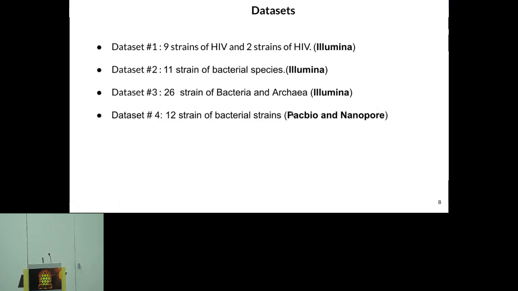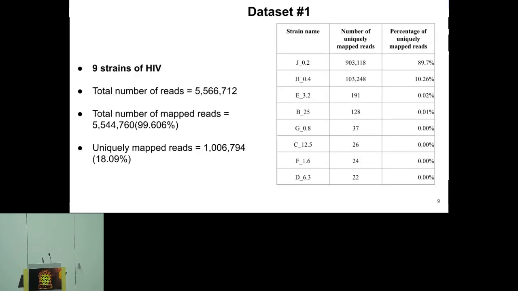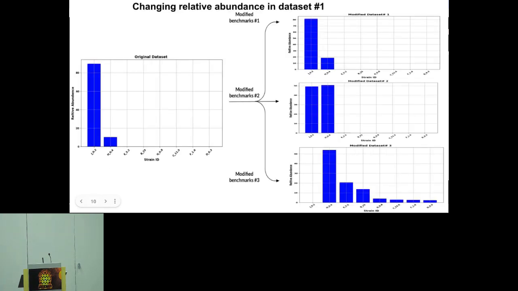For data set 4, this is kind of unique because it has PacBio and Nanopore data, right? So for data set 1, what kind of changes have we made? First, when we mapped these 9 strains of HIV, we found 18% of reads were uniquely mapped. So these are the kind of changes MetaViz makes to this data. The original data set had this kind of frequency, then we changed it, and as you can see, multiple changes are there.